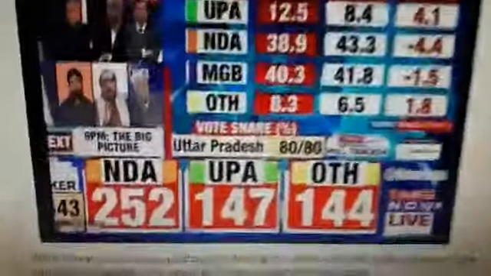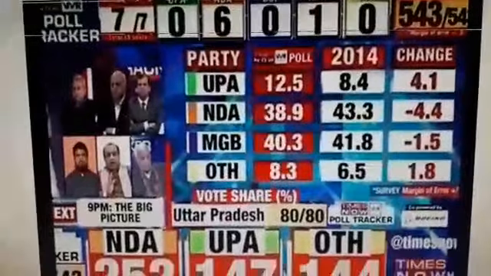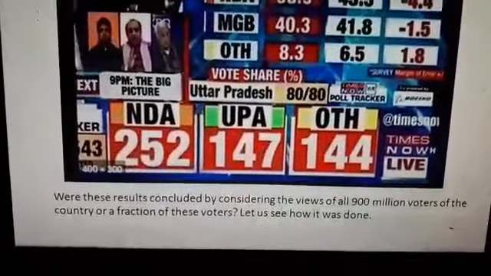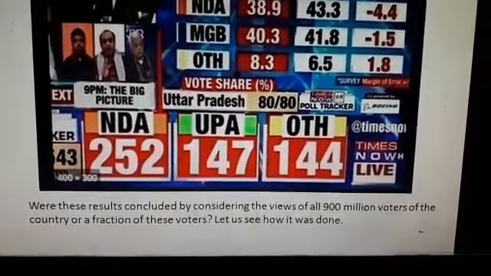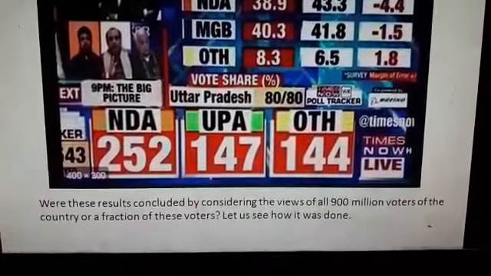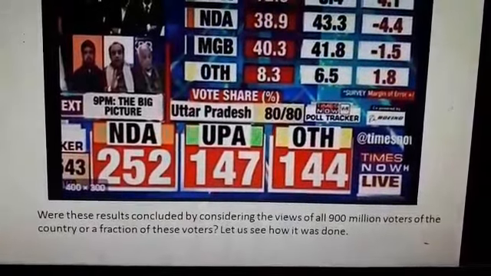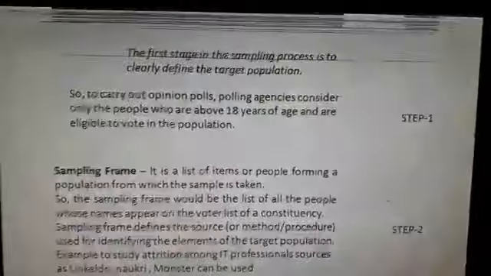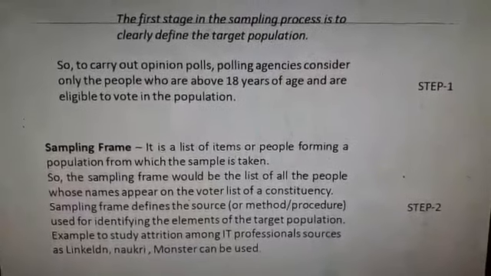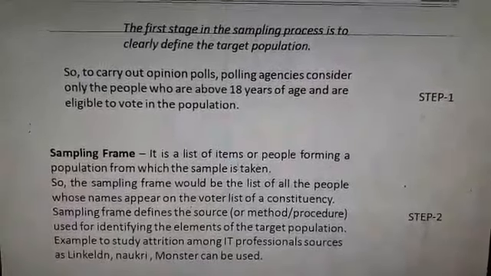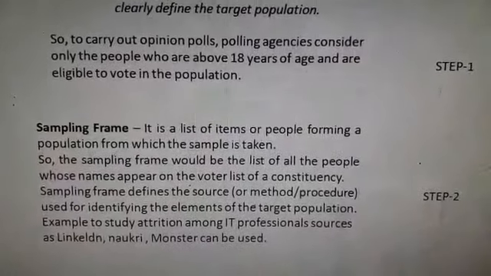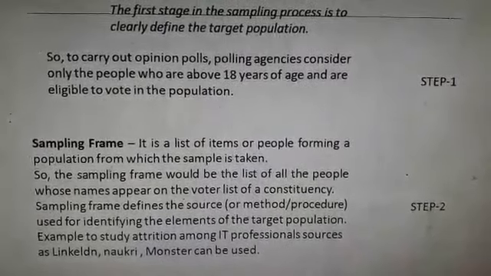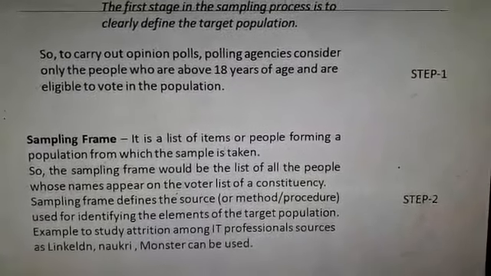This is the most frequent example of sampling, where results are concluded by considering the views of all 900 million voters of the country, or a fraction of these voters. So let's see how it was done. The first stage in the sampling process is to clearly define the target population. In order to carry out an opinion poll, the polling agency considers only those people who are above 18 years of age and eligible to vote in the population. This is step 1 in the sampling process.